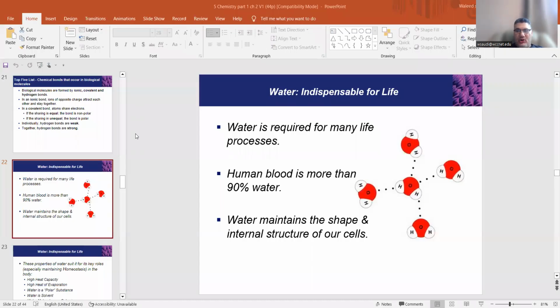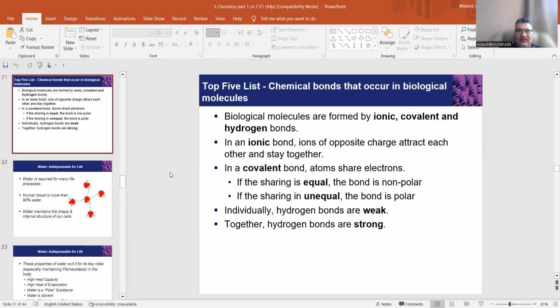Okay, so this is part two of this chapter, and we talked last time about the different types of bonds, and you guys should be familiar with this: the ionic bond, the covalent bond, the hydrogen bond. So I'm expecting you guys to know that already, and I'm expecting that you already know polar versus non-polar, and you should know that water is polar, and that's why we have weak hydrogen bonds. This is individually between the different molecules.